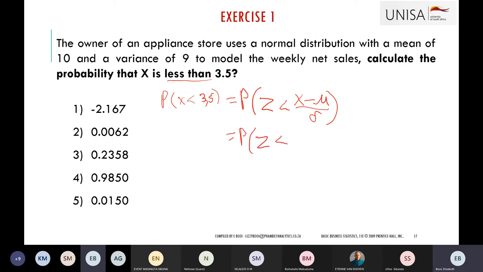Now we just need to substitute the values. So what are we given? The mean of 10. We are given the variance of 9, therefore our standard deviation will be the square root of 9, which equals 3. And we are told what the X value is because the X value is in the question. So our X is 3.5 minus our mean of 10, divided by our standard deviation of 3.